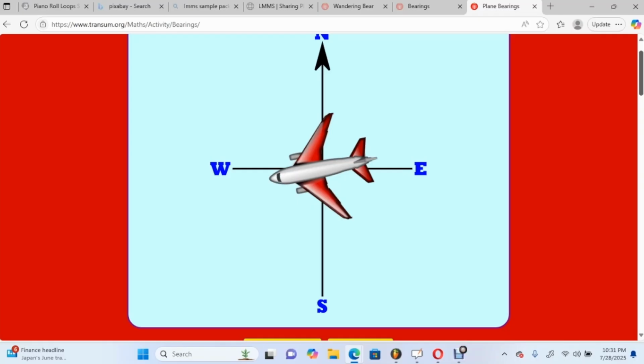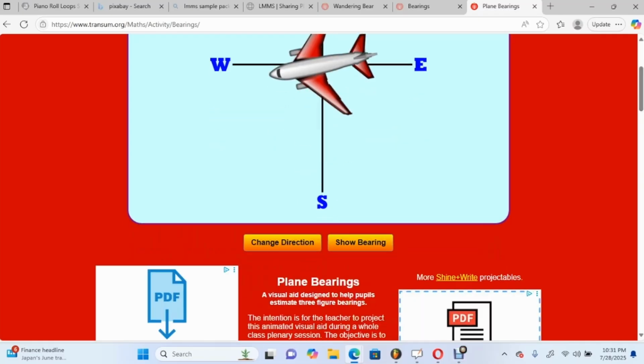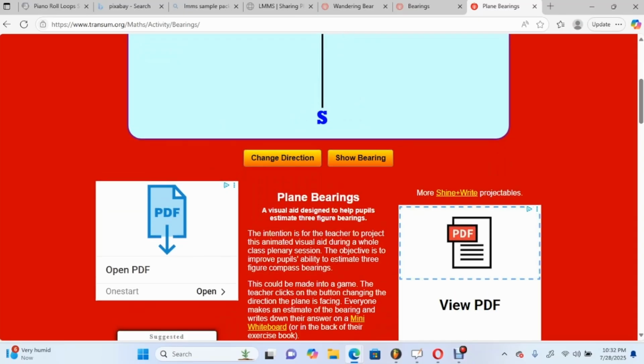Your answer should be closer to 270. So if your answer was maybe 267 or 268, if your answer was closer to that number, let me show the answer. We'll say 259. So if your answer is closer to 259, you are correct. Let me show one more and then we go back to our work.